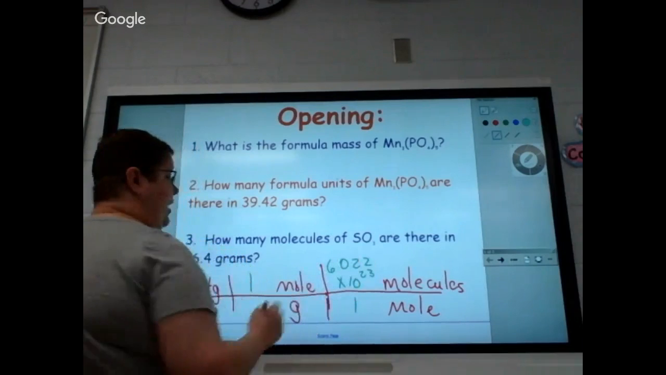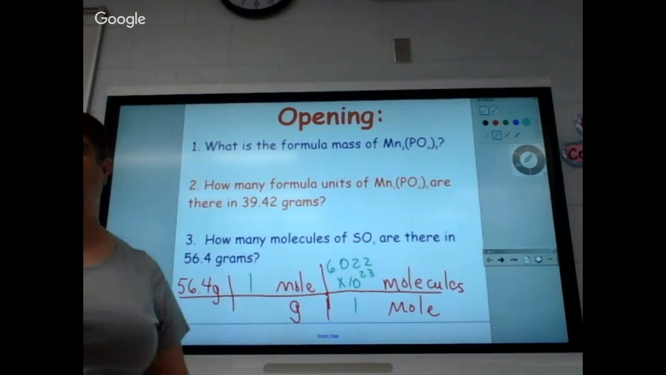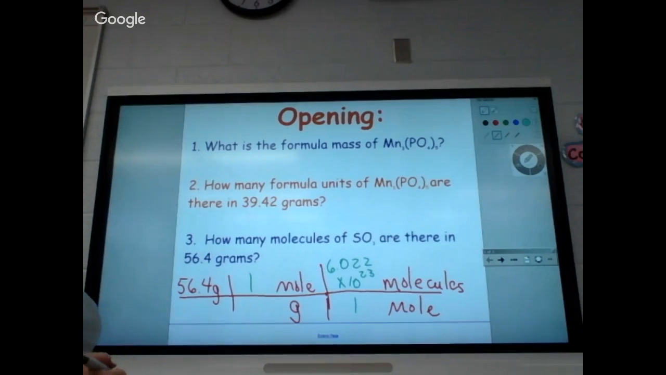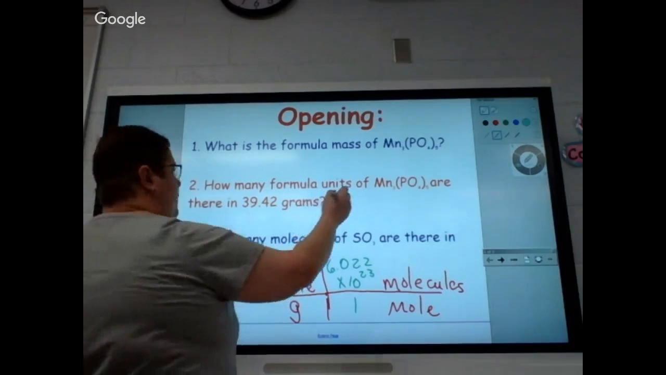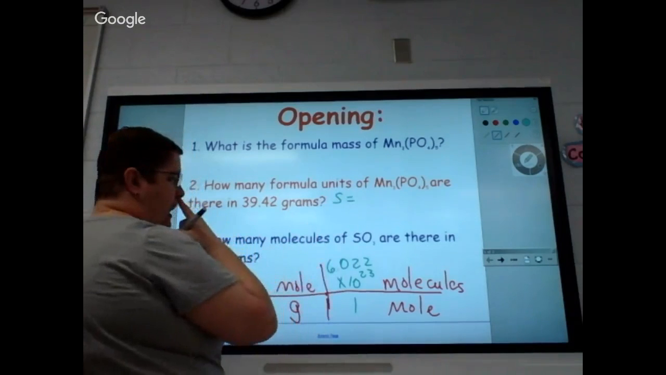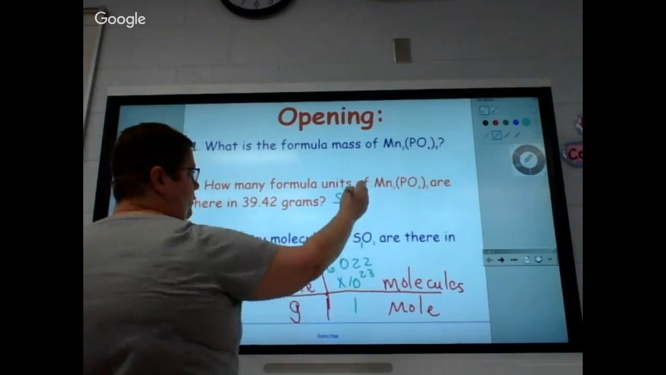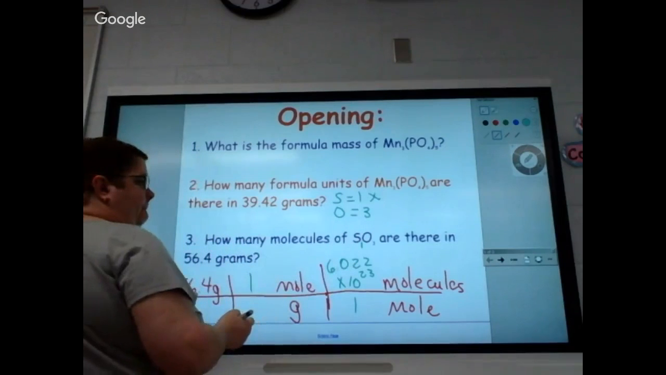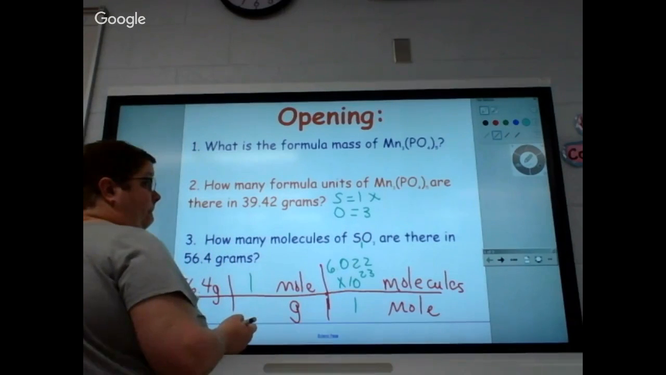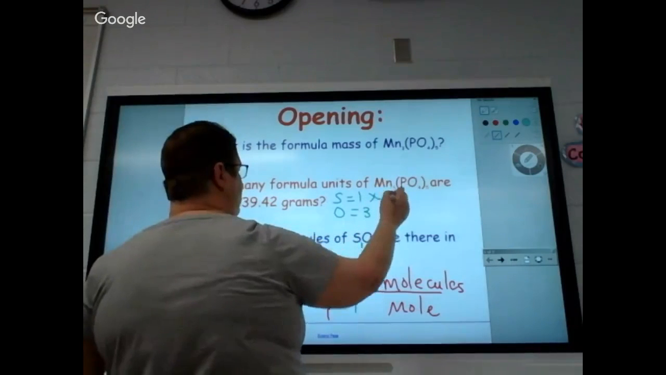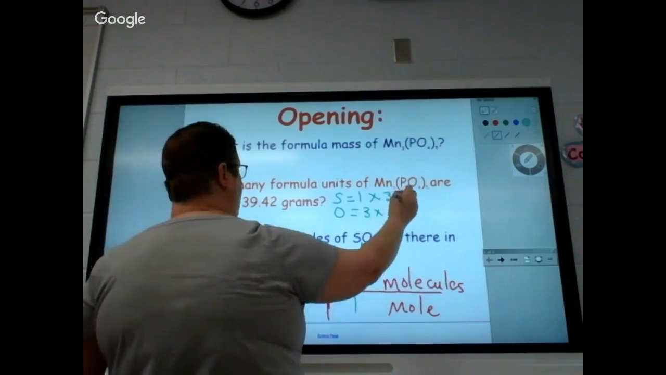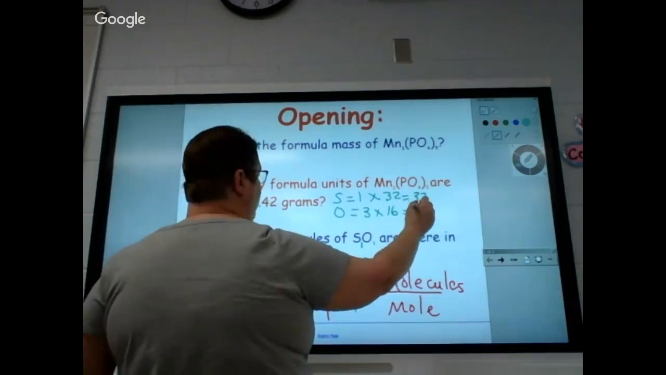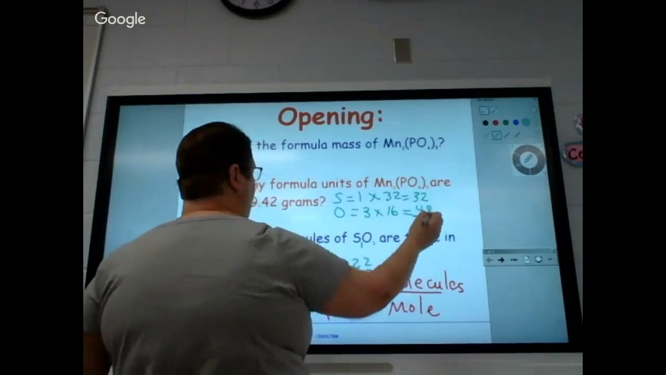Molecules gets Avogadro's number. And then what do I put next to grams? 80. I was sure that one was 80. S has how many? 1. O has 3. S is what? 32. O is? I'll tell you these eventually, we're not near there yet. 3 times 16 is 48. Add it up, you get 80.